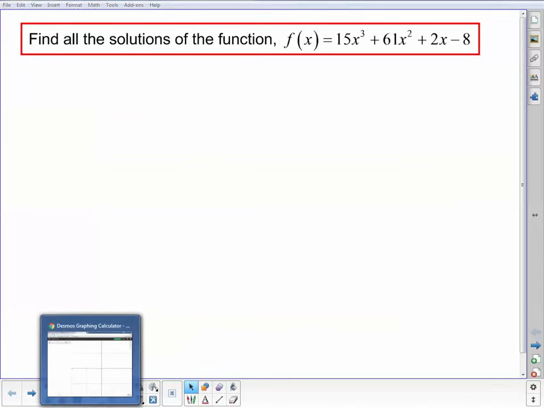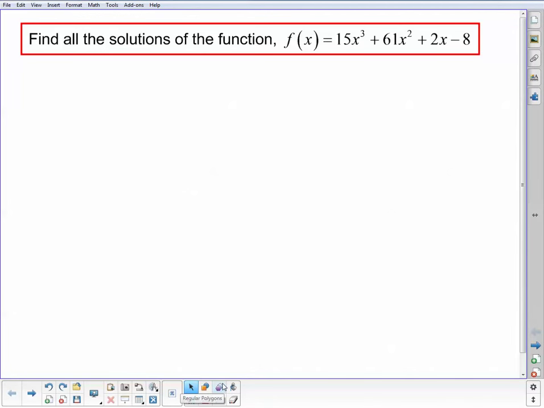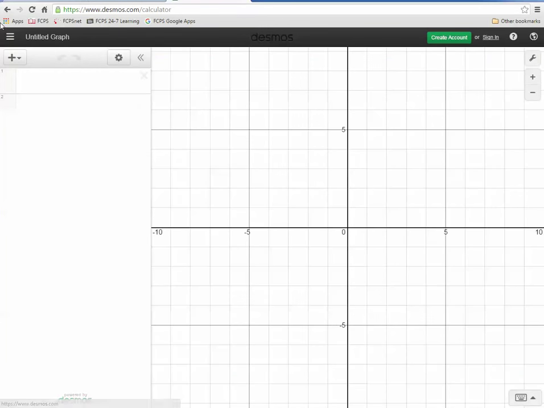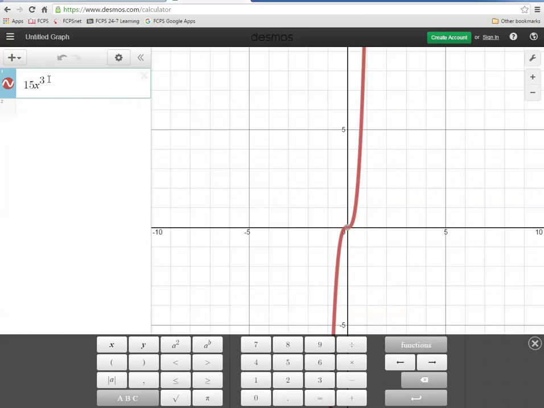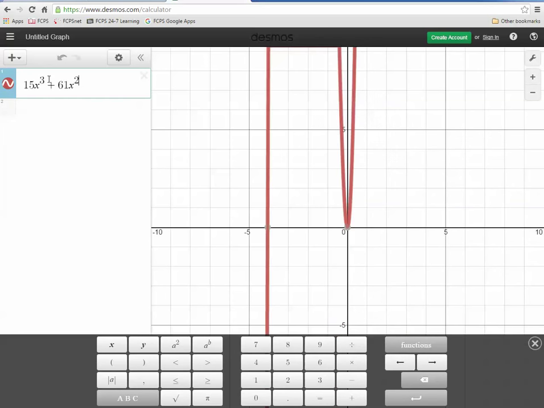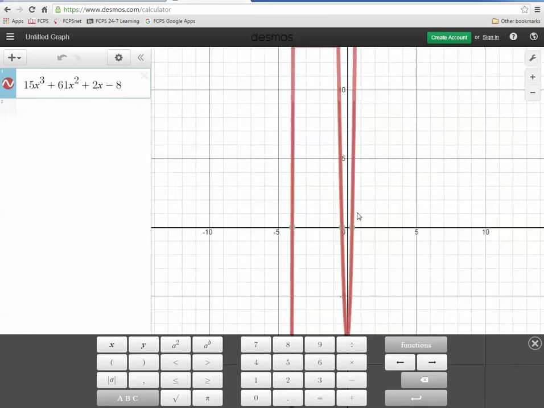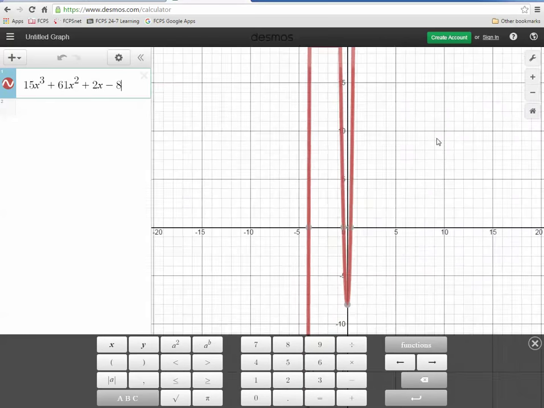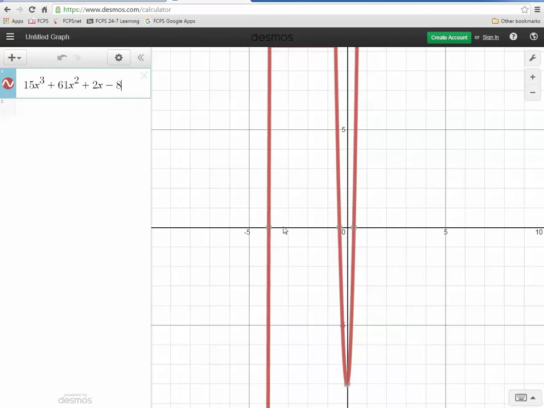I'm going to go into Desmos and take the function that I have here and graph it. And I encourage you to do that as well, so go ahead and graph that initial function. I'm going to type in 15x cubed plus 61x squared plus 2x minus 8. This is the graph that's coming up. Notice how I can zoom in and zoom out, and I can see that I have 3 solutions, the 3 places where it's hitting the x-axis.